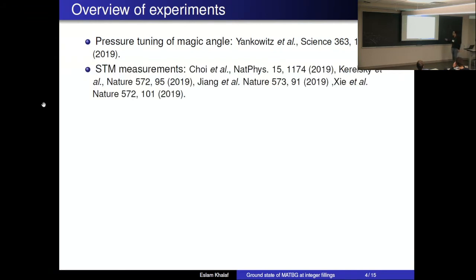There have also been several groups with STM data, and the main take-home message from this data was that also at charge neutrality, you get a wider separation of Van Hove peaks, which indicates some enhanced interaction effects.